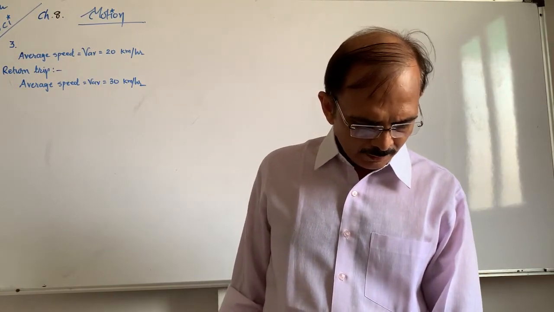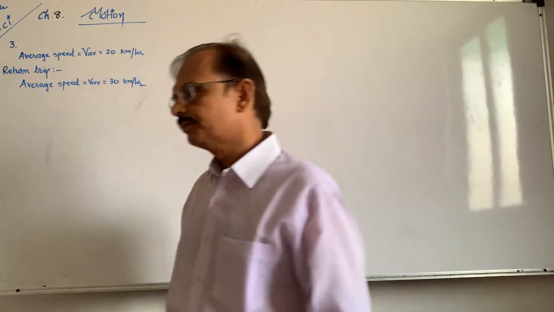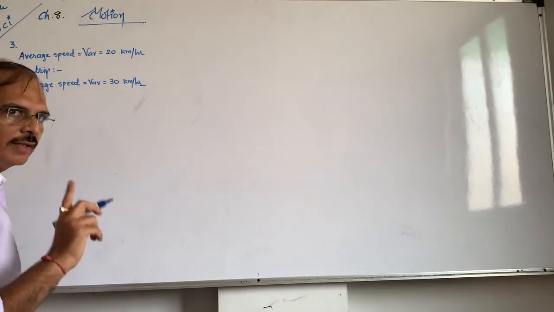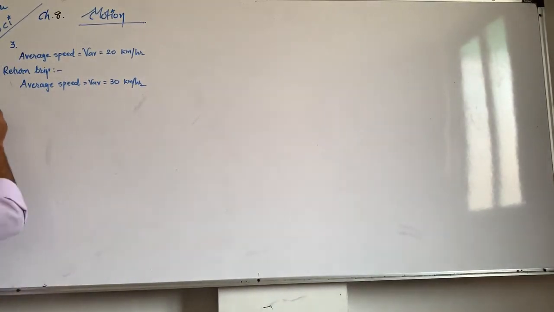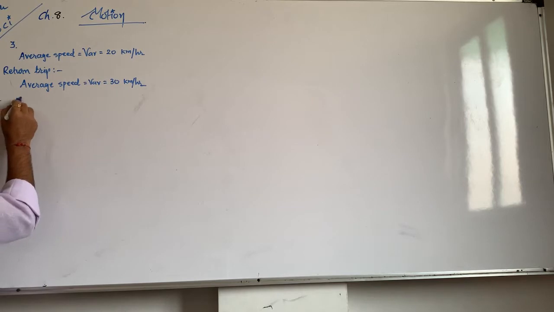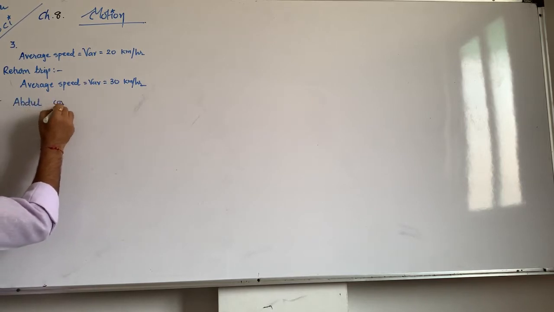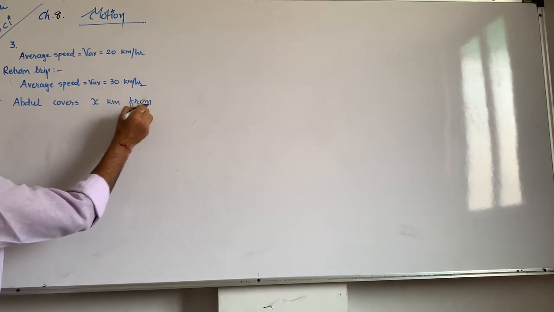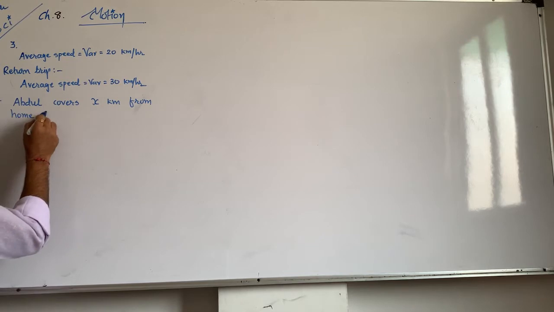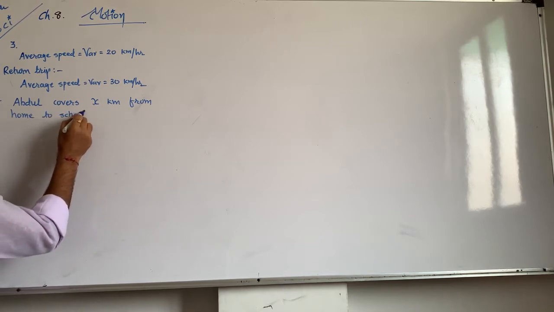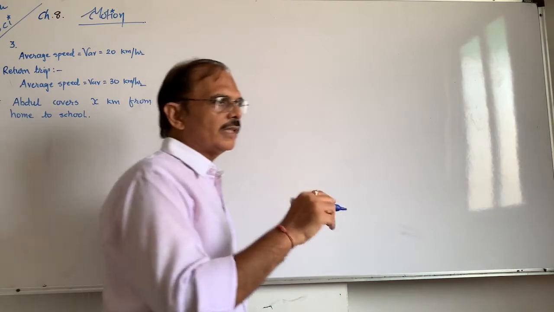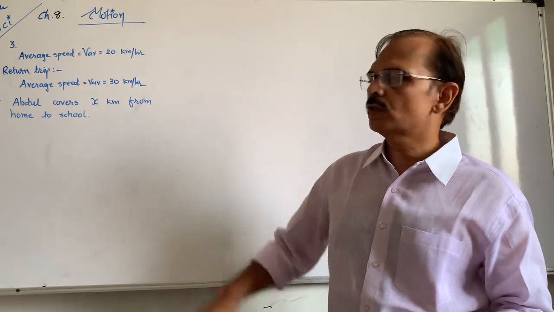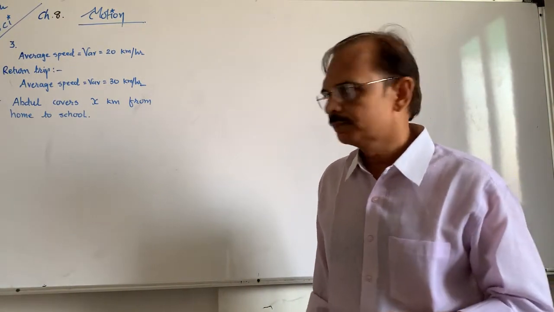Okay, what is the average speed of Abdul's trip? The total average of going and coming back, what will the average of both be? So we suppose that Abdul covers x kilometer from home to school. It means for the return trip from school to home, he also covered the same distance on the same route, that is x kilometer.